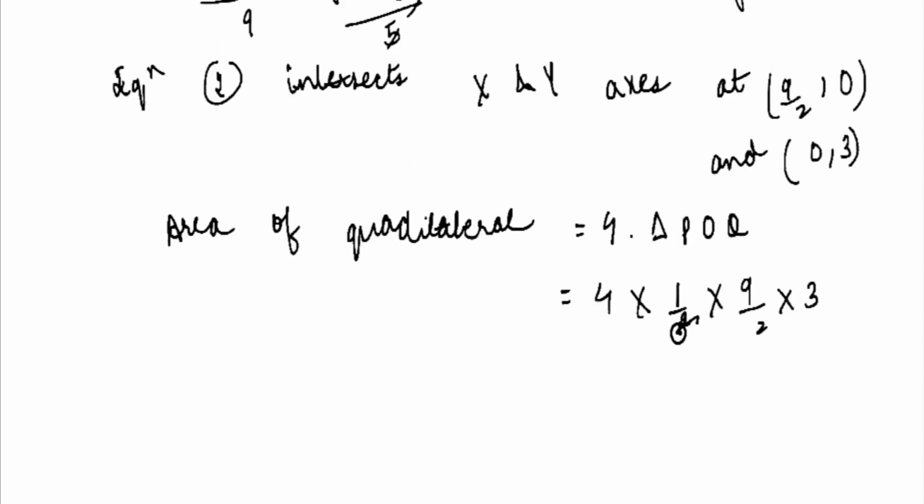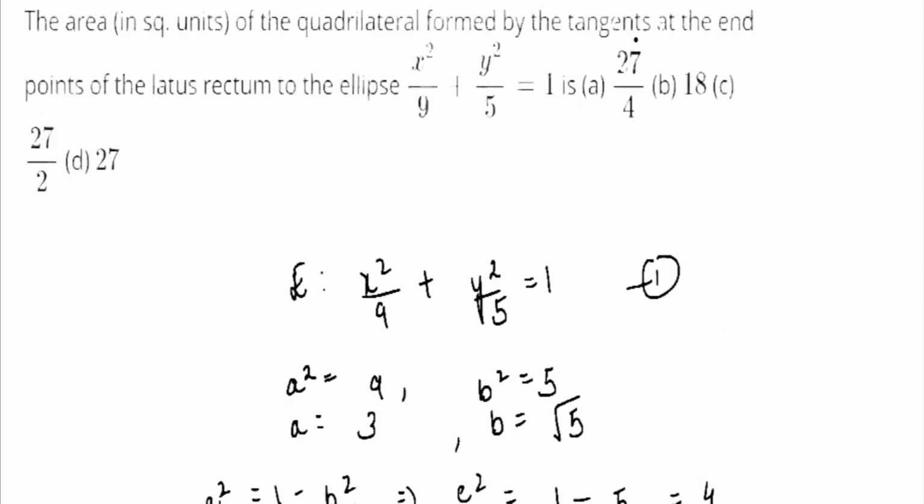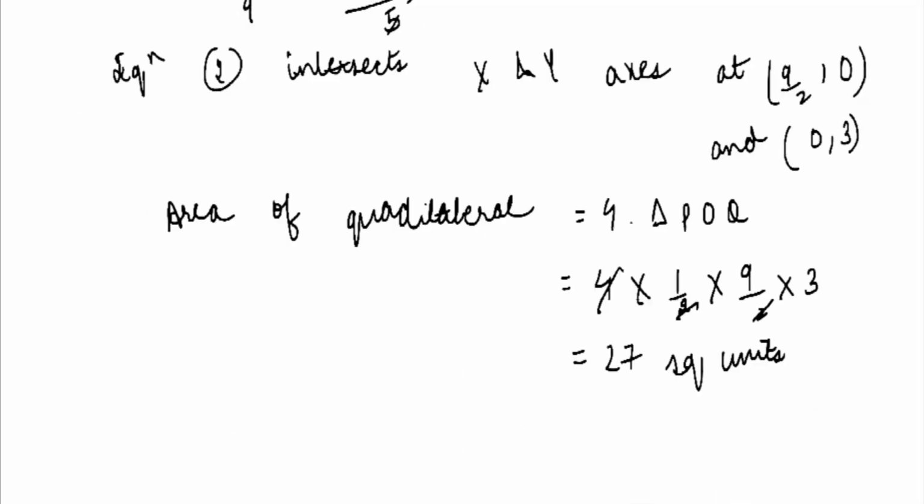So solving it, 2 times 2 is 4, so we are left with 27. Therefore the area is 27 square units. Let's see the options. So the option 27 is the correct option. I hope it is clear.